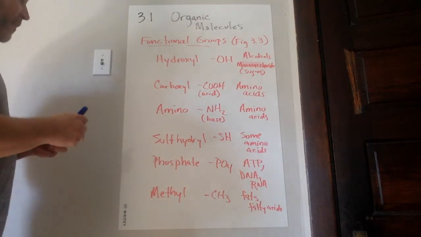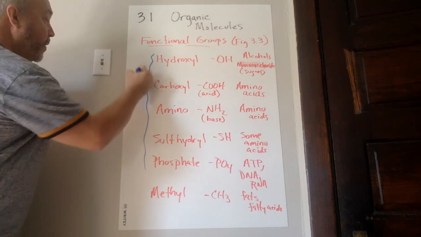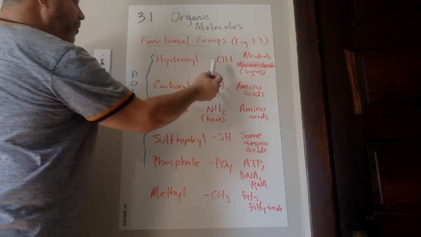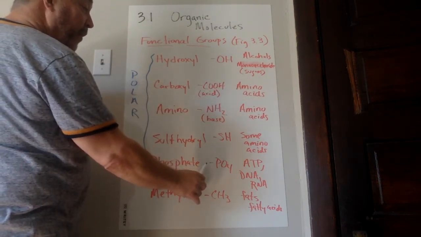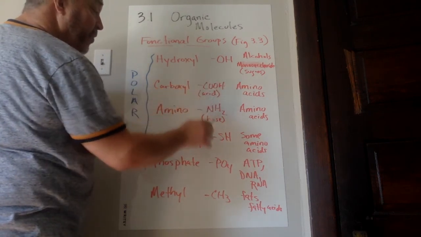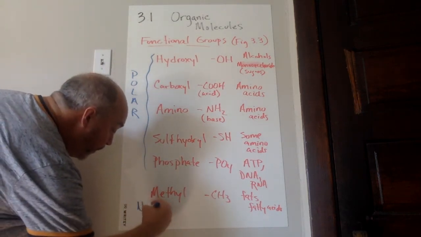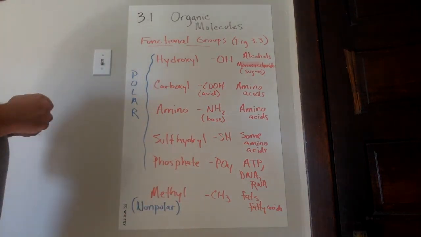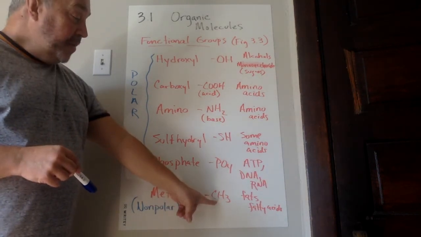The other thing you want to take away from this is to notice that all of these functional groups are polar. They are all small. They will all dissolve into water, so they're all hydrophilic, and they all contain highly electronegative elements: oxygen, nitrogen, sulfur, phosphate. The only one that isn't polar in this group is this methyl group. So you notice it does not have any highly electronegative elements, so therefore it's going to be non-polar.